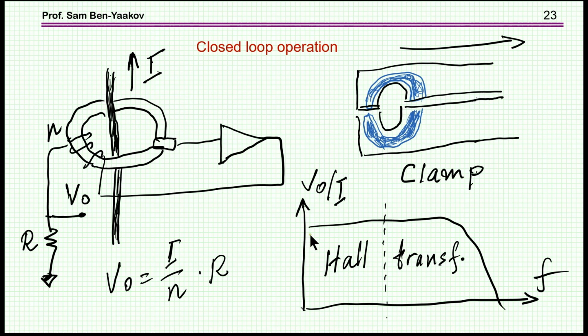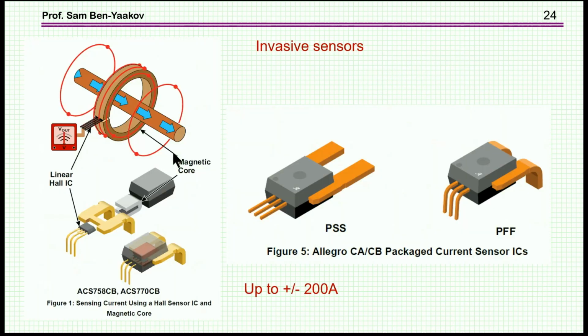So in the total frequency response of a unit like this, you have at the beginning the Hall effect operation, and then you have a transformer at the higher frequencies when the bandwidth of this amplifier is insufficient.